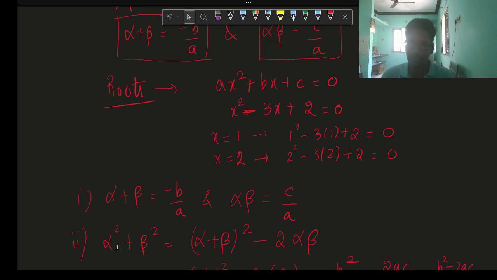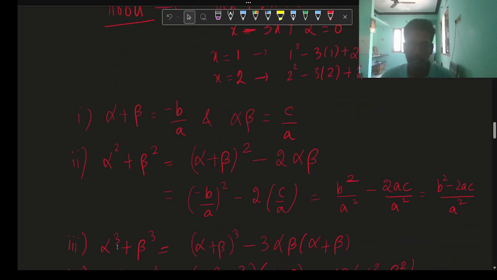So here alpha square plus beta square is equal to alpha plus beta the whole square minus 2 alpha beta. And we are just substituting alpha plus beta as minus b by a, and alpha beta as c by a. So we would end up getting b square minus 2ac divided by a square, which is alpha square plus beta square.